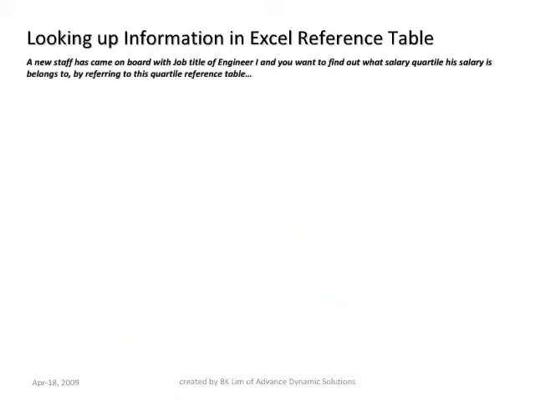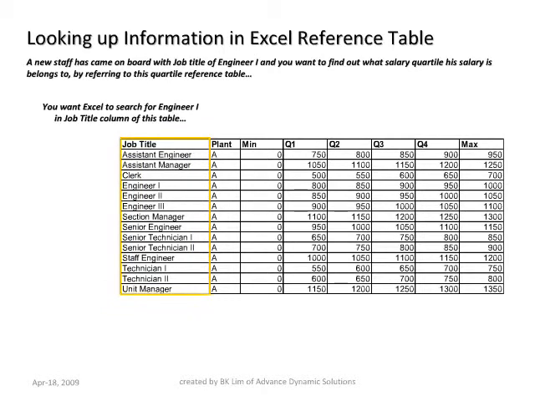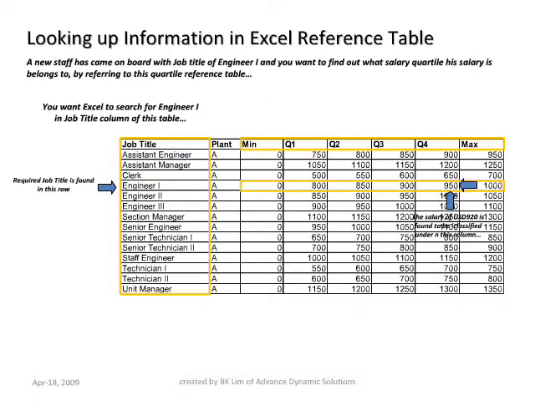Assuming a new staff has come on board with the job title of Engineer 1, and you want to find out what salary quartile his salary belongs to by referring to this quartile reference table. You want to use Excel to search for Engineer 1 in the job title column of this table. The required job title is found in this row. Then look for the quartile where his offered salary falls. The salary of $920 is found to be classified under this column. Therefore, the quartile is found to be Q4, matching this search example.